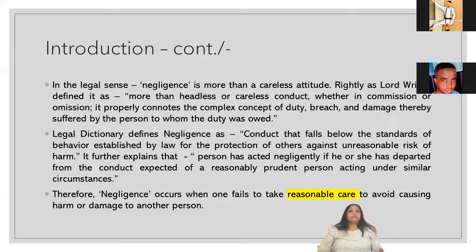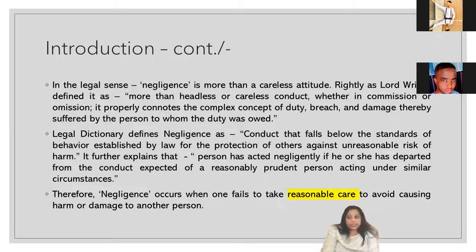I want you to remember these three terms. He said that it is a complex concept. It connotes the complex concept of duty, of breach, and damage thereby suffered by the person to whom the duty was owed.